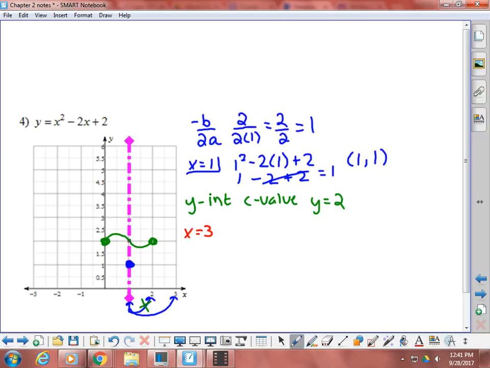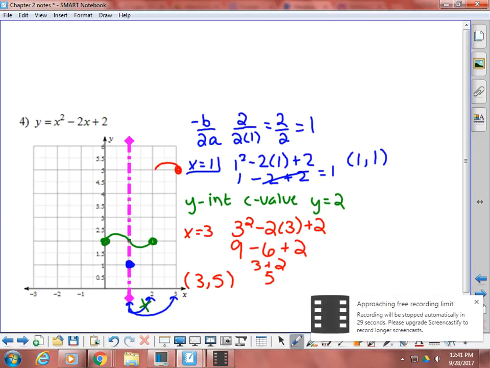So we're going to plug in x equals 3 and do 3 squared minus 2 times 3 plus 2. So I get 9 minus 6 plus 2. So I get 3 plus 2, which is 5. So that is the point 3, 5. Over 3, up to 5. This one is 1, 2 away, so I'm going to go 1, 2 this way. And now you have all of your points, so you can make your parabola from that. And now you're good to go.